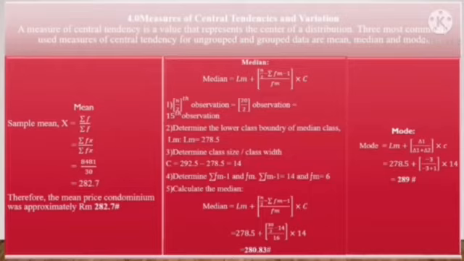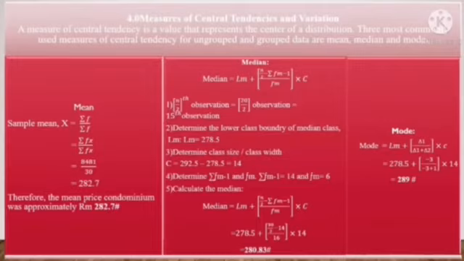I will present about the measures of central tendency and variation. A measure of central tendency is a value that represents the center of a distribution. The three most commonly used measures of central tendency for grouped and ungrouped data are mean, median, and mode. This slide shows the formula to calculate the mean. I got 8,481 divided by 30, so the answer is 282.7. The mean price for condominium was approximately RM 282.7.